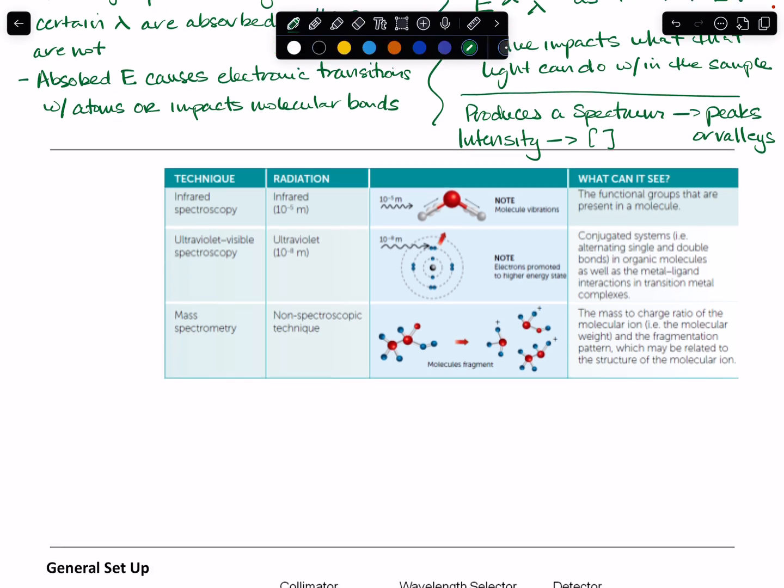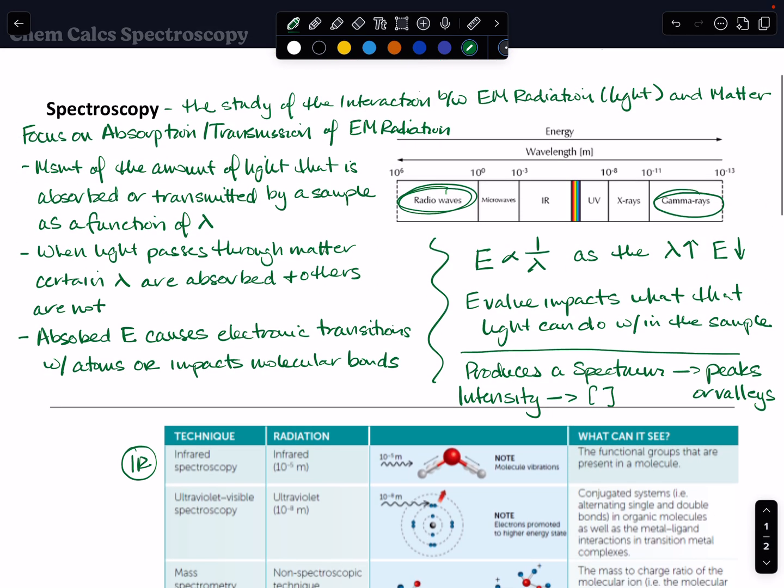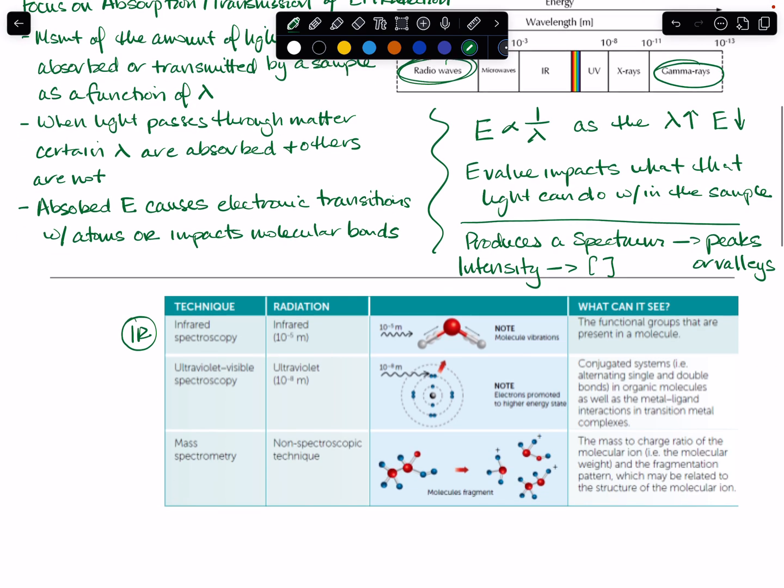I'll talk about the fourth one. It wasn't on this slide, but I did like this little table. The first one that we're going to talk about is infrared, also known as IR spectroscopy. Infrared has wavelengths around 10 to the negative fifth meters. If you look up at your EM spectrum, it's on the lower end in terms of energy.